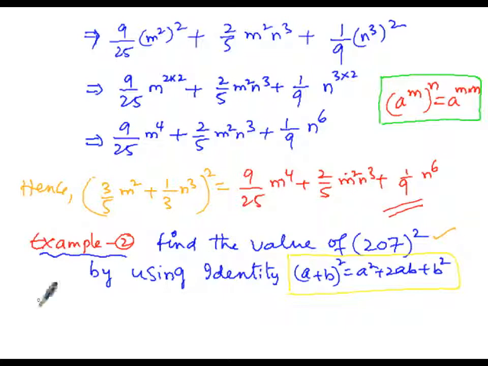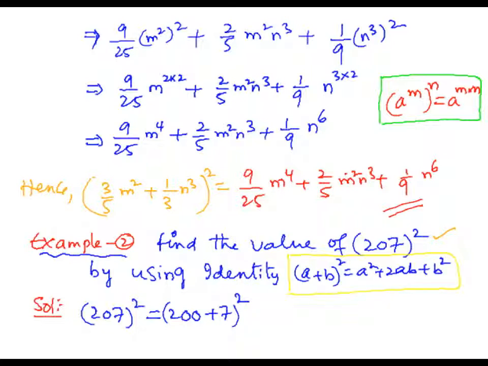Now the solution starts. In order to find out the value of 207 whole square, first of all we have to split 207 as a plus b, the sum of two parts. 207 is nearer to the round figure 200, so we can write it as (200 plus 7) whole square, which is in the form of (a plus b) whole square. A stands for 200 and b is 7. Then we can utilize our identity, that is the (a plus b) whole square identity.